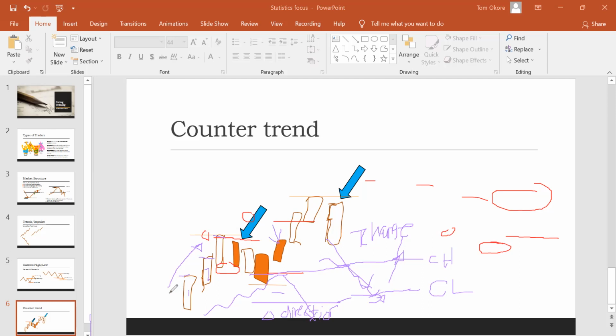So we can say that here there was an impulse going up, then there's an impulse going down, and then this impulse goes up again, okay? So this next candle goes higher than that. This candle goes higher than this. This candle goes higher than this, but this candle fails to go higher than this. Hence, this is a counter trend candle.